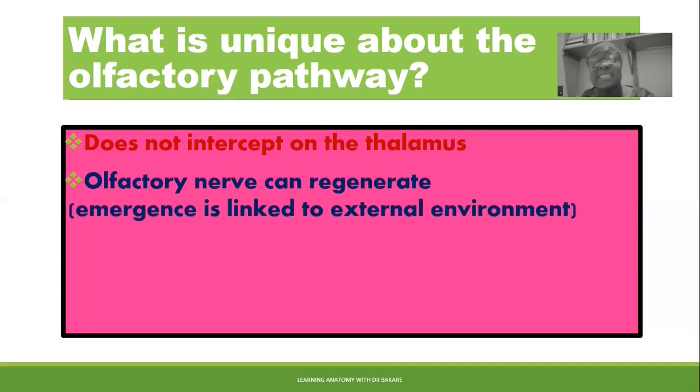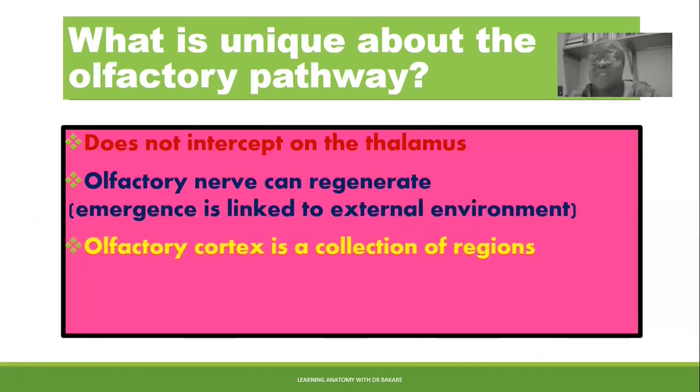If you go back to the nasal component of the olfactory pathway, we said that the olfactory nerve will emerge as rootlets of the olfactory receptor cells, and this will pass through the cribriform plate of the ethmoid before it finally enters into the anterior cranial fossa. So if you look at the position of the olfactory nerve and how it emerges, you see that it is linked to the external environment. And of course, it is exposed to injury or insult. So as it degenerates, it can also regenerate through the basal stem cells that are seen in the olfactory segment of the nasal cavity. Also, the olfactory cortex, where there is final termination of the olfactory tract.